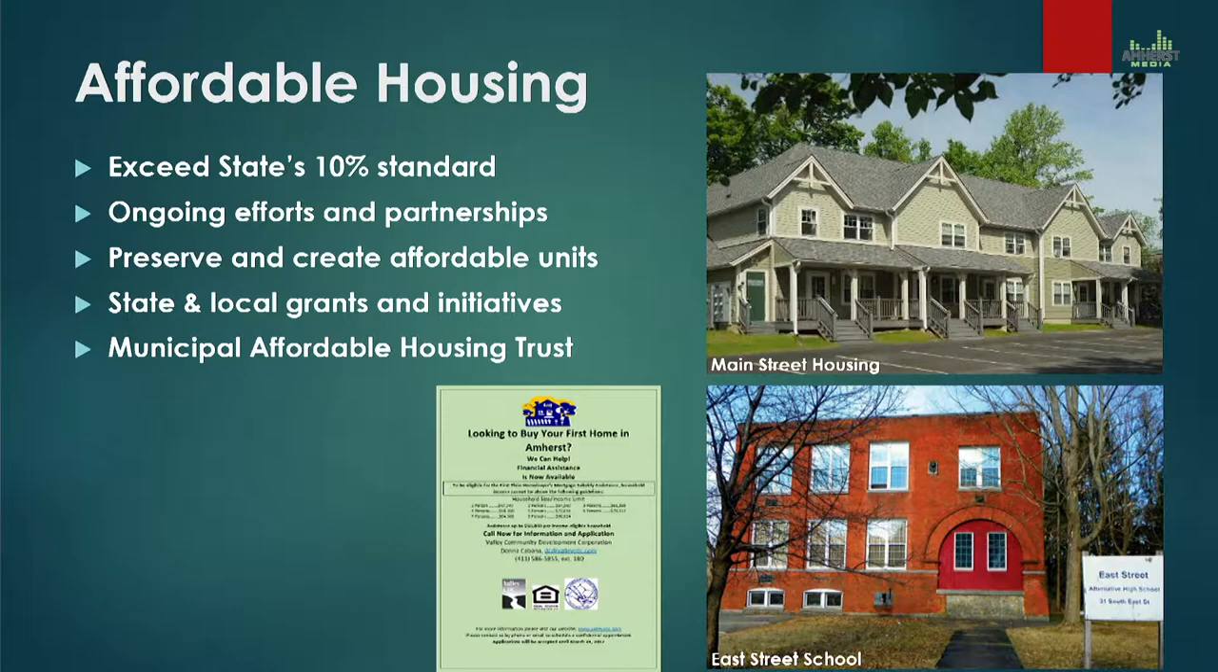So the state has a, if 10% of your housing stock is affordable, you're kind of okay. And Amherst has been above that threshold since the mid 80s. I think the town's recognized that that's not a housing goal, it's just a number. So we're trying to create housing for different populations. The town really isn't a developer of housing.